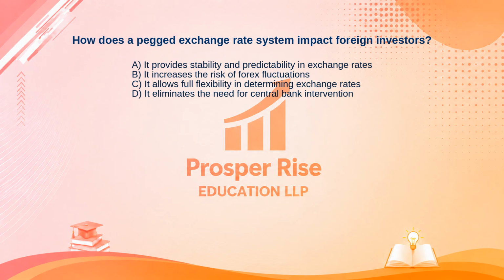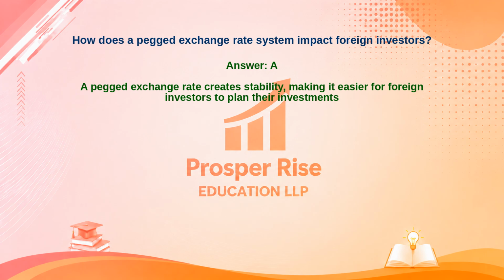Take a moment to pause the video and decide. The correct answer is option A. Let's see why. A pegged exchange rate creates stability, making it easier for foreign investors to plan their investments.